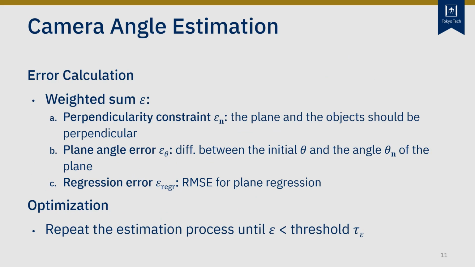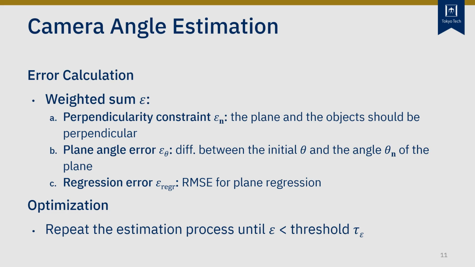The optimization process minimizes the error in the angle estimation. The error here is a weighted sum of three terms. First is the perpendicularity constraint, where the object should be perpendicular to the ground. In other words, the object should be parallel to the normal vector of the plane.